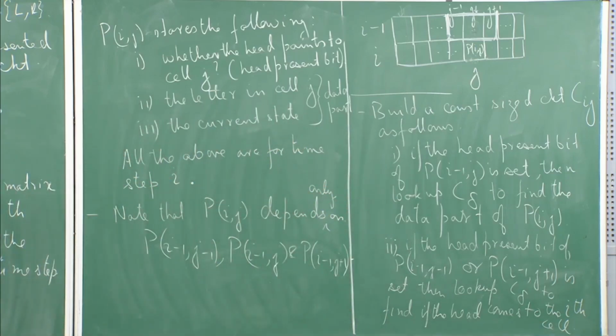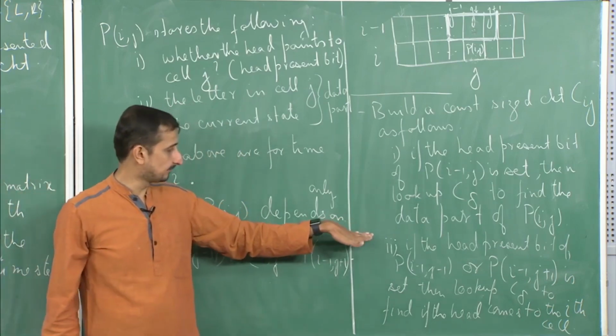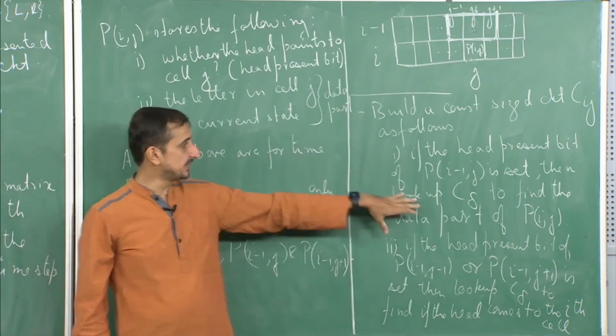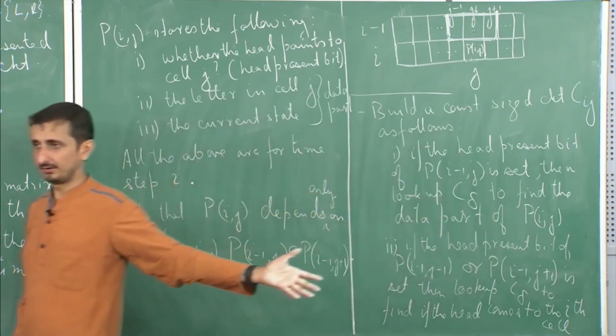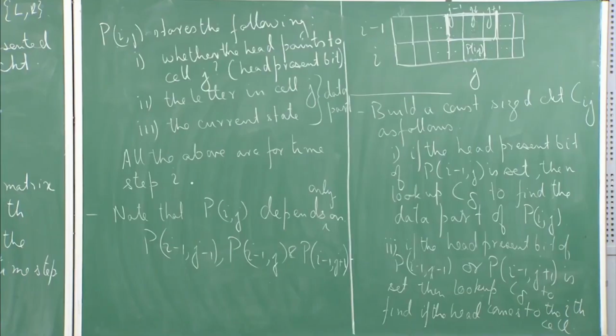So, now what remains? So, here what we are doing is kind of an iterative step, right. So, to get Pij I am looking at Pi minus 1, but how do I get the contents of the first row? There is no 0th row, right. So, the contents of the first row will be basically dependent on the input, okay.